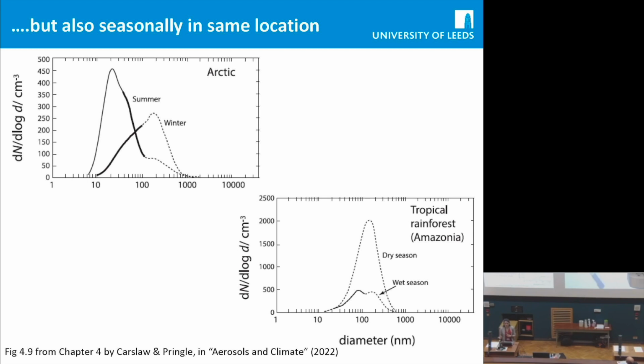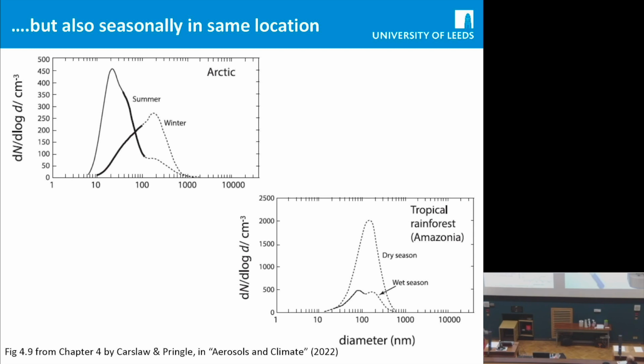But we also find that even if you go to the same place and you measure the particles in the atmosphere at different times of the year, you can end up seeing some really marked variations as well. I just picked two examples here of where that's true. In the Arctic, we can see in this top figure size distributions from the same location, but in the winter there are more larger particles than there are in the summer.